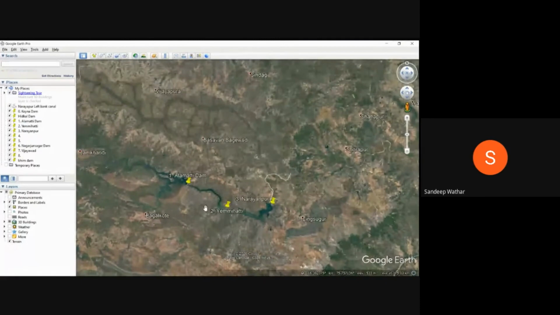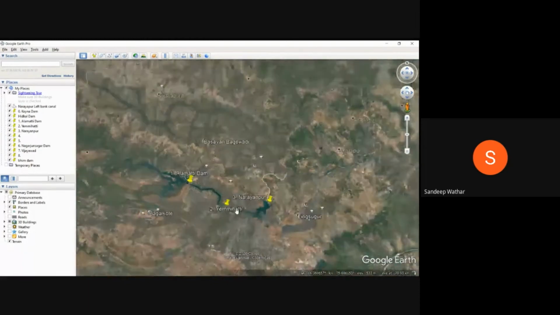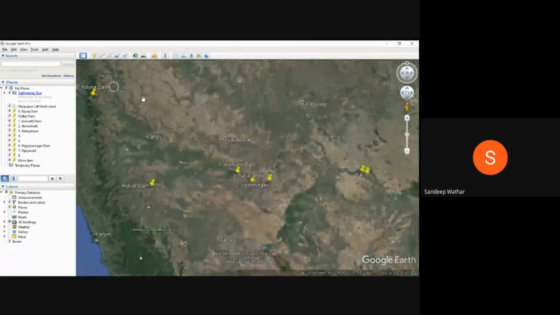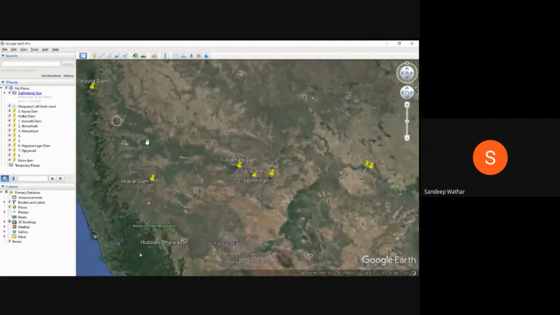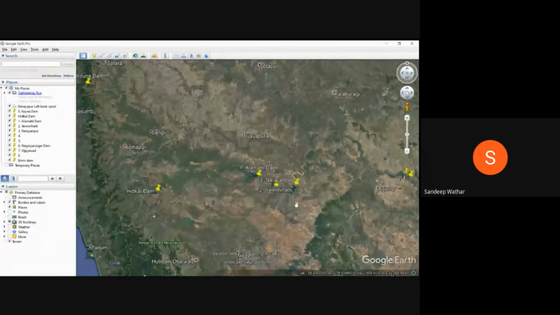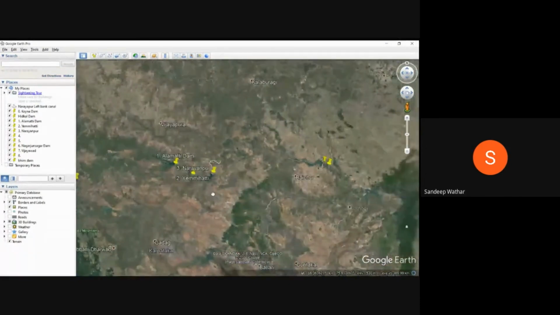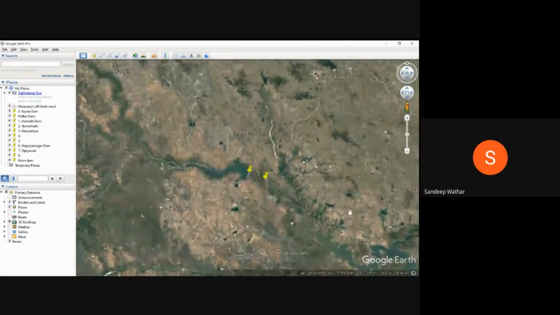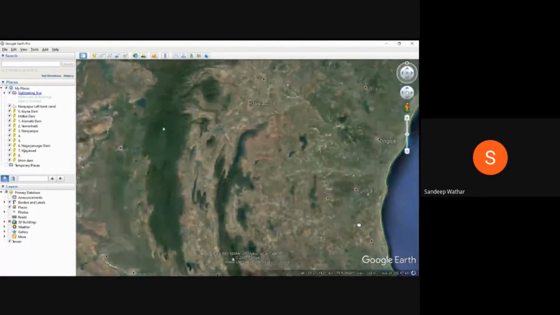Now similarly, if we come back to our Almatti Dam, I want you to take the tour in which this course will flow. This is the Almatti Dam, and we know that the Krishna River originates somewhere in Maharashtra in this region, Satara or somewhere here in the Western Ghats region, and the water flows from west to east. This is the course. Again, this is Narayanpur Dam. Like this, it keeps flowing.